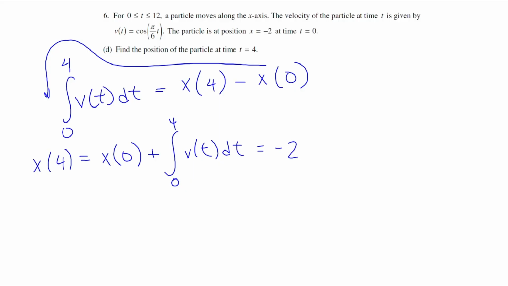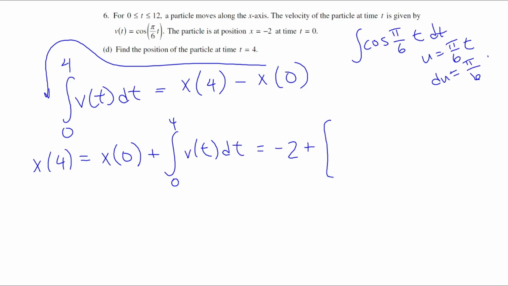Well, x of 0 was negative 2, so we have negative 2 plus the integral of v of t. And to integrate, we'll do this off to the side. To integrate cosine pi over 6 times t, it's a u sub. You're going to let u equal pi over 6t, and du will be pi over 6 dt. So really what you want to do is put in a pi over 6 here inside your integral, and a 6 over pi outside your integral. And so that gives you now 6 over pi integral cosine u du.